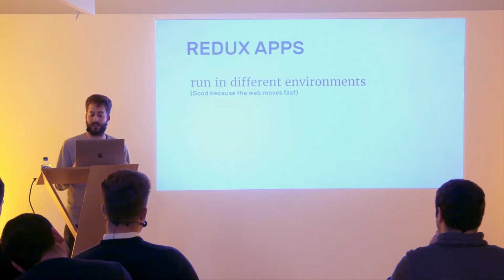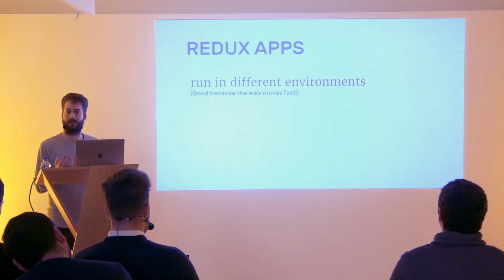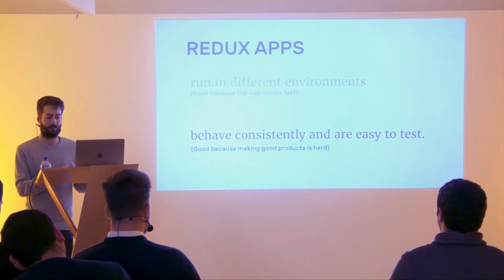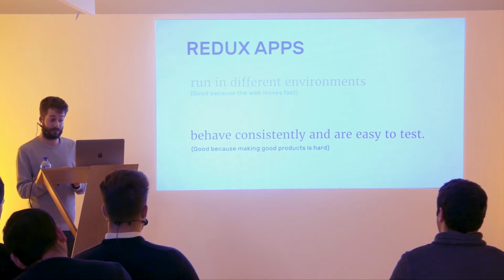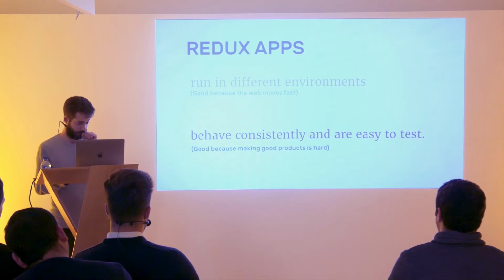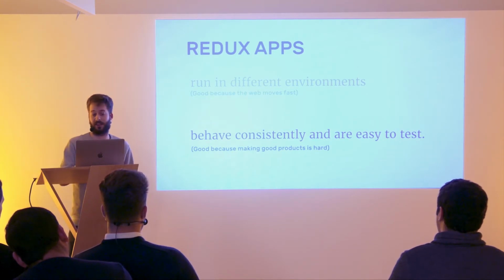But let's see why. So Redux apps, and again, this is from the docs, run on different environments, right? And again, this is good because the web moves fast. So if we can write code that runs on different environments, that's pretty cool. The other thing is that it behaves consistently, and it's very easy to test Redux applications. And again, this is quite important because writing good applications is actually quite hard. So if there is a way to make it easier, that's cool.